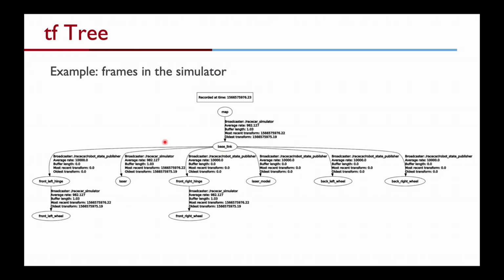And then there's a base link to laser transformation as well. This is a static transformation, so it doesn't really change over time. And because the car is made up of many of these joints, we are also publishing many static transformations between the base link and each of these wheels and joints as well.